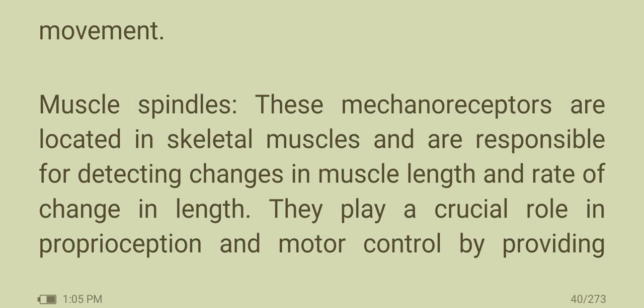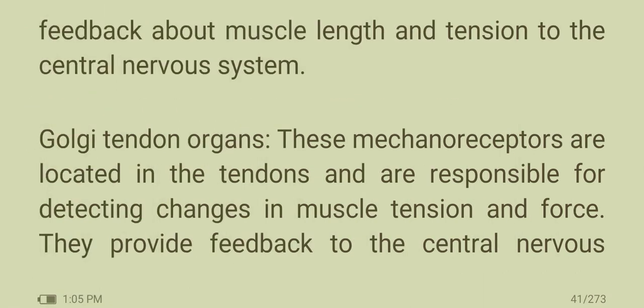Then next one, muscle spindles. These mechanoreceptors are located in skeletal muscles and are responsible for detecting changes in muscle length and rate of change in length. They play a critical role in proprioception and motor control by providing feedback about muscle length and tension to the central nervous system.